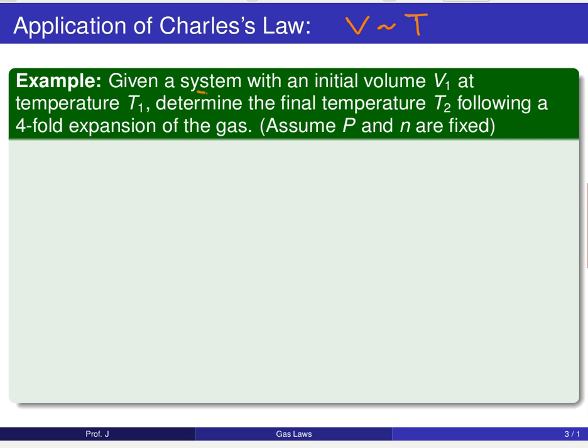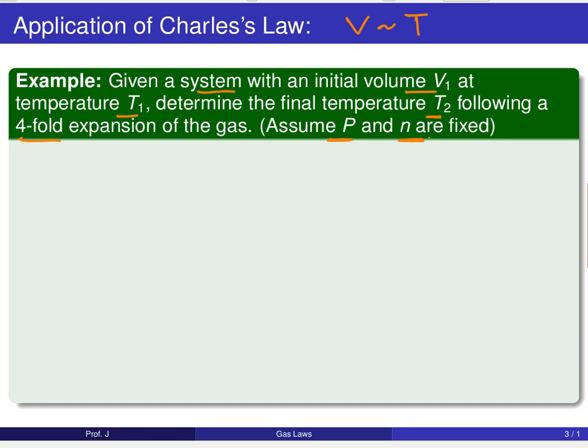Let's suppose we're given a system with some initial volume, we'll call that V1, and some initial temperature, T1. We're tasked with finding the final temperature, we'll call that T2, after a fourfold expansion of the gas. And as is often the case with these problems, we're going to assume that the other thermodynamic parameters not listed, in this case pressure and amount, are held fixed.